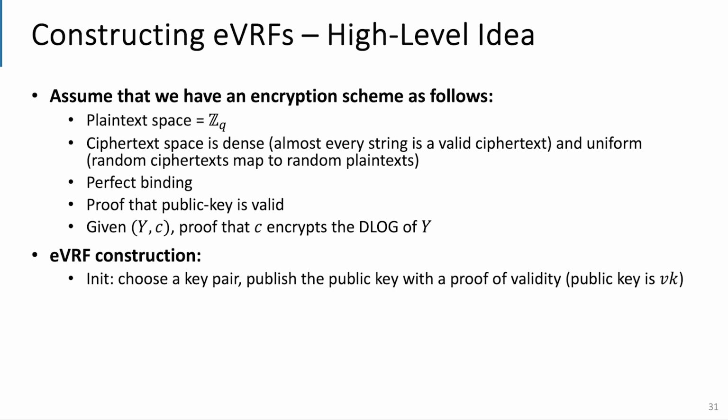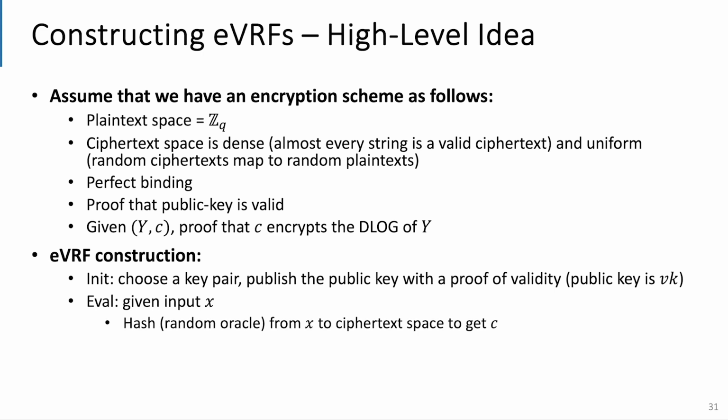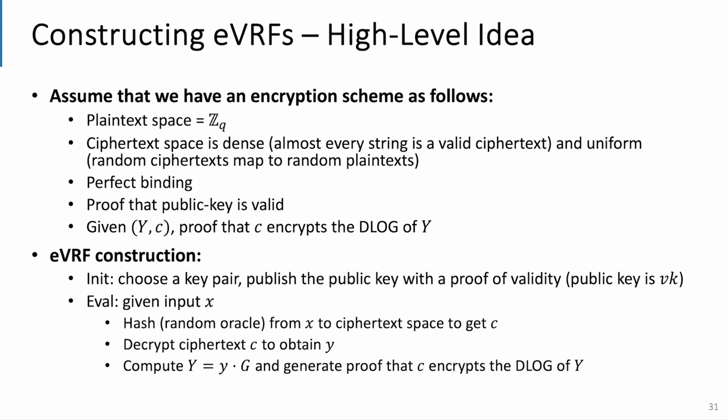Then we can do the following thing. You can create a key pair for the encryption scheme, and then give it an input. It's going to be the random oracle of the construction. Given input X, I will hash using the random oracle from the input to the ciphertext space. So now I get a random ciphertext. I will now decrypt that ciphertext to get some value y. And then I will compute capital Y equals y times G, and generate a proof that the decryption, or what's inside that ciphertext, is the discrete log of capital Y.